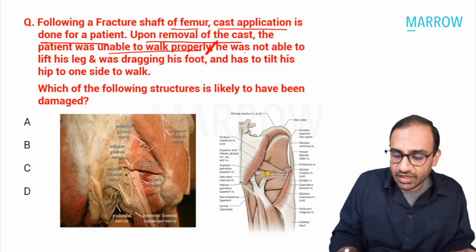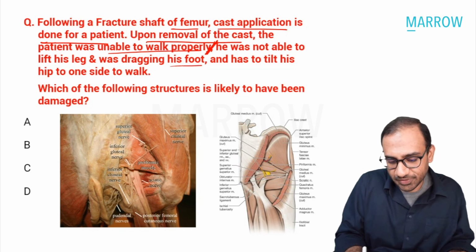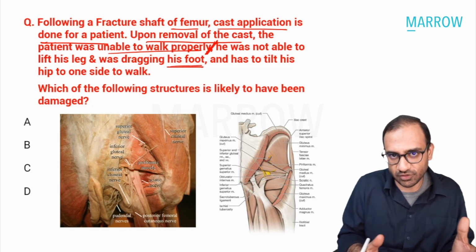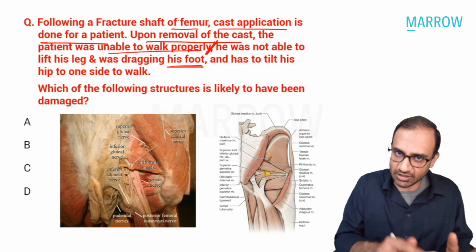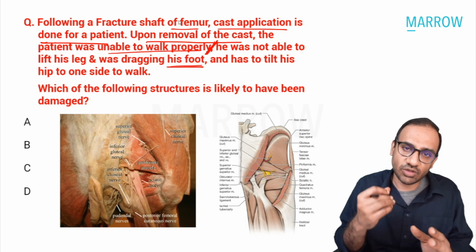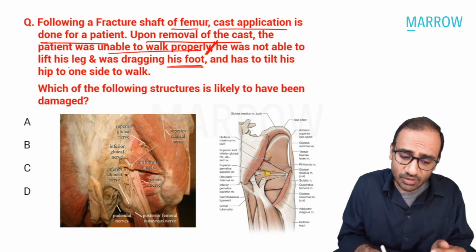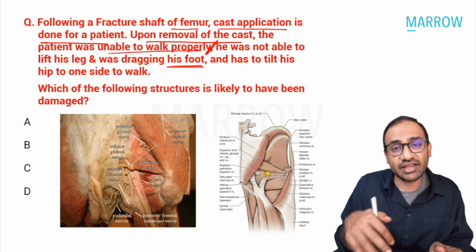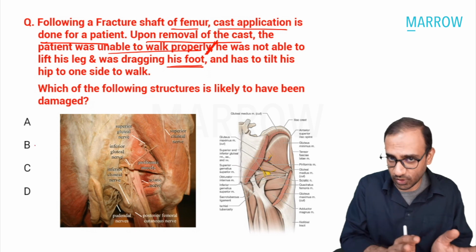He was saying that he was not able to lift his leg and was dragging his foot. So this was one version of the question. People were saying that there was a history of fracture of shaft of femur, cast was applied, and then cast was removed. And after removal of the cast, the patient was not able to walk properly. On examination, it was noticed that the patient was unable to lift his leg and was dragging his foot. The foot was dragging on the ground as he was walking. So this is one version.